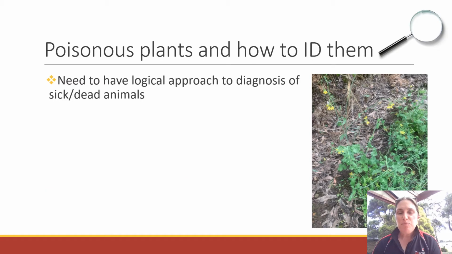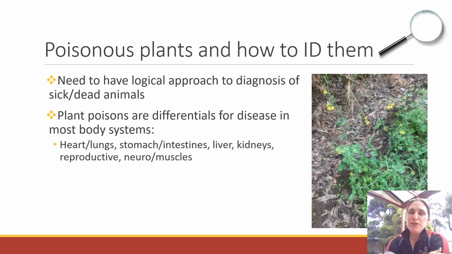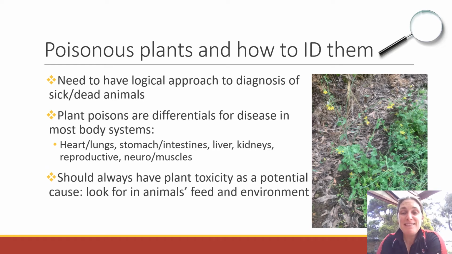One of the things about poisonous plants is that as part of any investigation into dead or sick animals, vets and also farmers need to have a logical approach. Plant poisons can be differentials for diseases in most body systems: heart and lungs, stomach and intestines, liver and kidneys, the reproductive system, nerves, brain, muscles. They have the potential to cause disease in pretty much every part of the body, so they should always be down as a potential cause. We need to look for them in animals' feed and also in their environment.